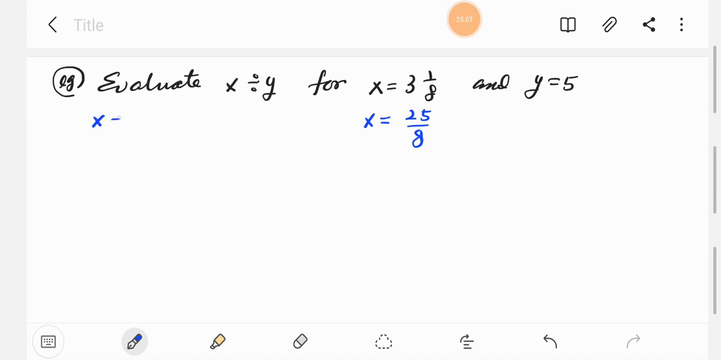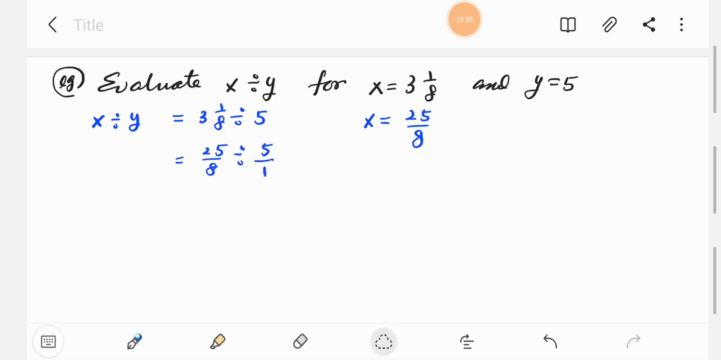So x divided by y is equal to 25 over 8 divided by 5. Let me write the original value first. So x divided by y is 3 and 1/8 divided by 5, right? We can convert the mixed number into an improper fraction. So 3 times 8 plus 1 is 25 over 8, divided by 5, which is 5 over 1, right?